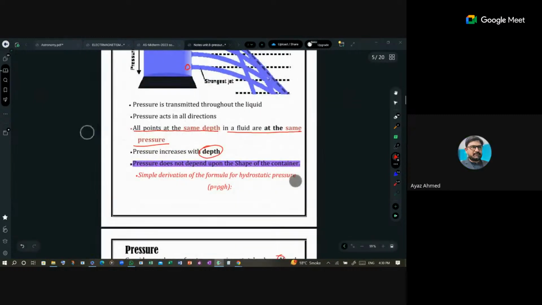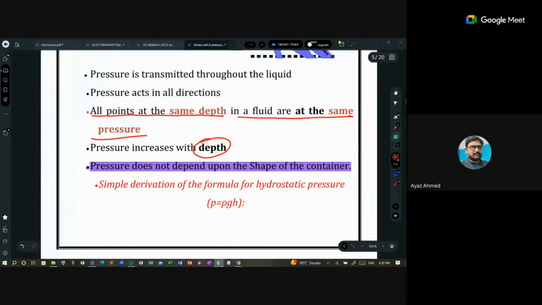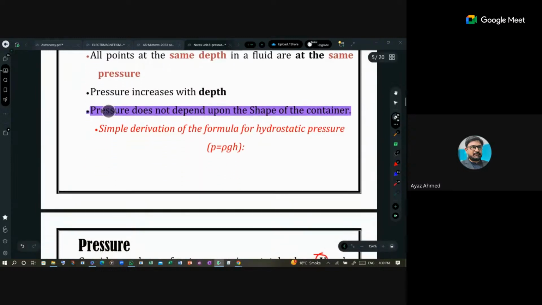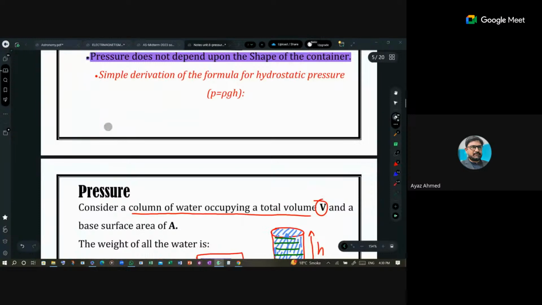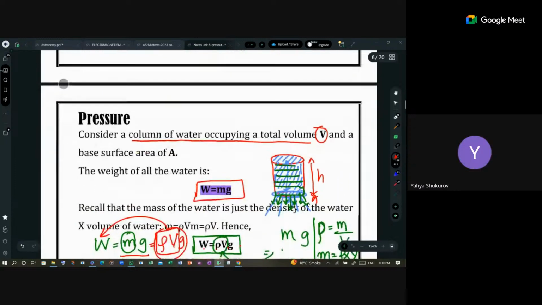Okay, so simply, again, I considered the same point, but we can say that pressure does not depend upon the shape of the container. But what does the pressure depend upon? Pressure depends upon vertical height, density, and gravitational acceleration. These are the three things that pressure depends upon. Okay, is it clear?